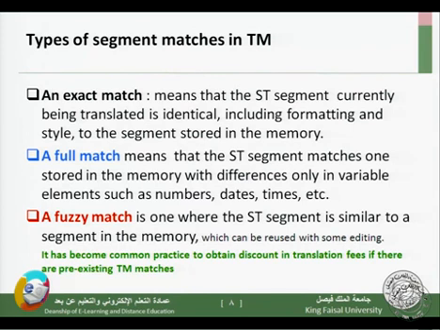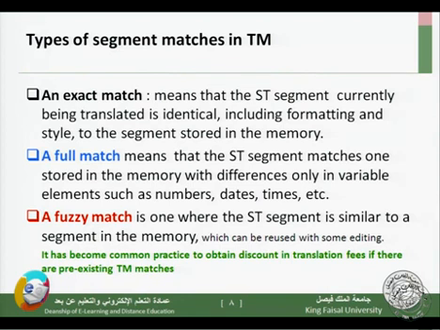Now, what are the types of segment matches in translation memory? As I said earlier, this translation memory contains source text segments and target text segments. You bring a segment, a sentence, from the source text, and you say, all right, I'll put it into this translation memory technology or program and find out whether they match with the ST here and the TL here. If they match, then you will have the translation unit ready for you.